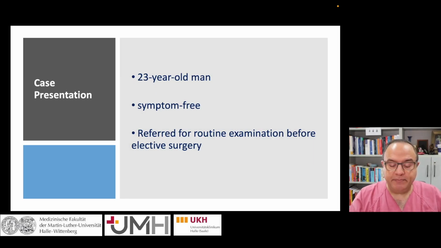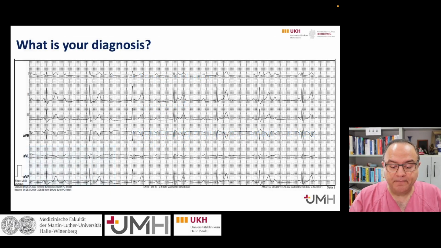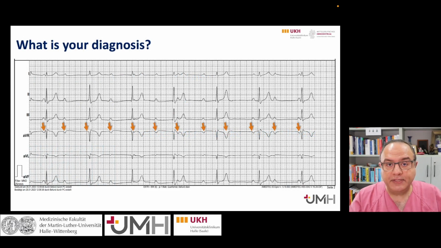Today's ECG belongs to a 23-year-old man, completely asymptomatic, who was referred for routine examination before elective cardiac surgery. This is the ECG, which shows complete dissociation of atrial and ventricular activity, congenital AV block.